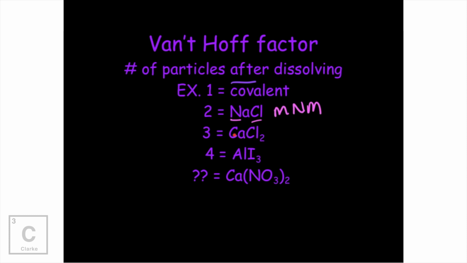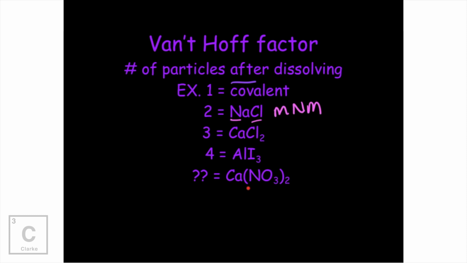Calcium chloride, again, metal, nonmetal, ionic compound. Ionic compounds completely dissociate when you dissolve them in water. And since there's 1 calcium and 2 chlorines, they would completely dissociate into 3 particles. And then this one would be 4 particles because, again, ionic compounds completely dissociate. We've got 1 aluminum, 3 iodines. That would be 4 particles.